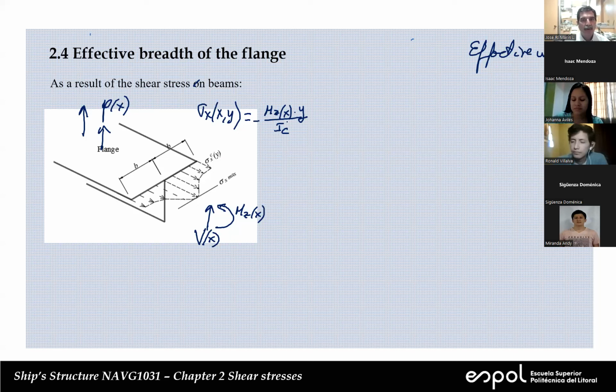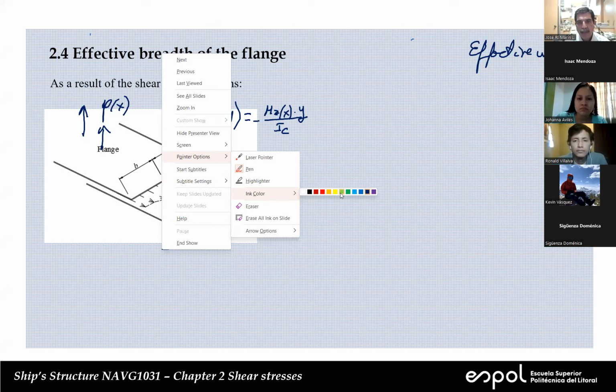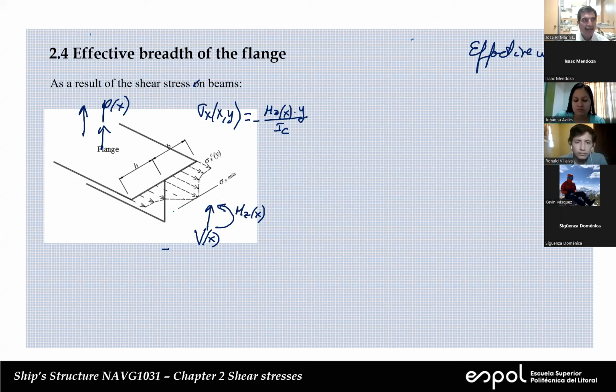Okay, now, from what point do you measure Y, Mr. Vasquez? What is the origin of this system? It is the point from the neutral axis to the... And what is the neutral axis? In general, is when the stress... No. Is where... No.